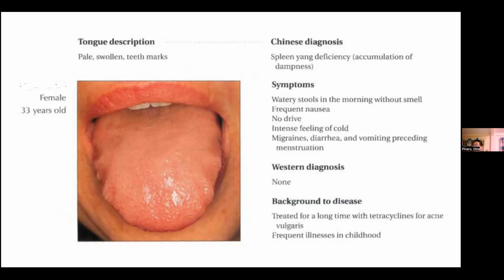There is migraine, diarrhea, vomiting preceding menstruation. Sa Western diagnosis, there is none. Sa background to disease, treated for a long time with tetracyclines for acne vulgaris. Also, there is frequent illness in childhood. Okay po.